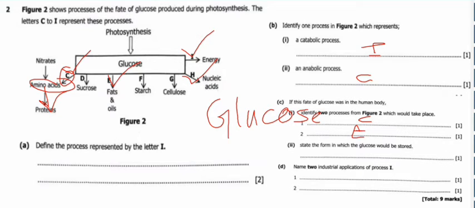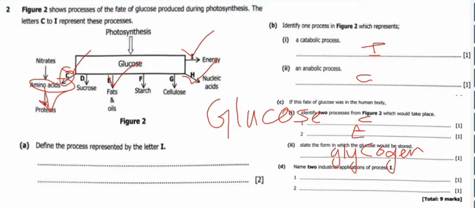Roman numeral 2. State the form in which the glucose would be stored. So the glucose in the human body is stored in the form of glycogen. That's the form in which glucose is stored. Now this glycogen is stored in the liver and in the muscles.